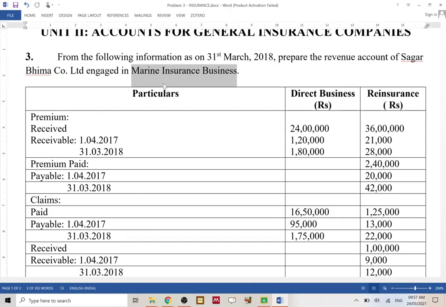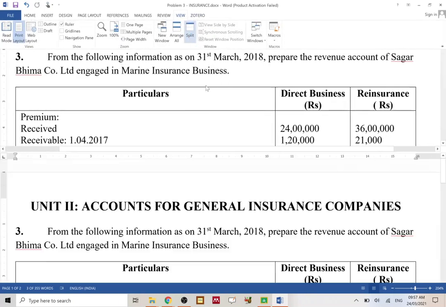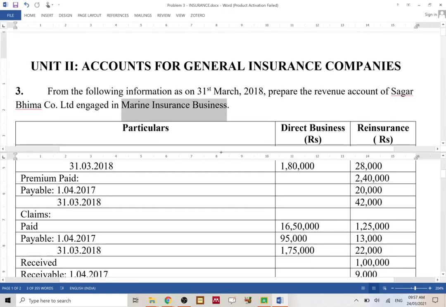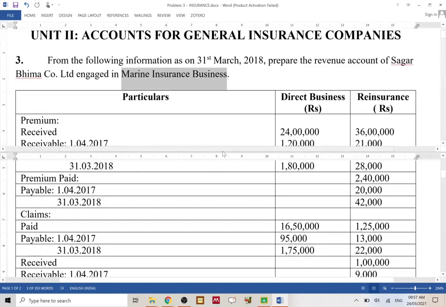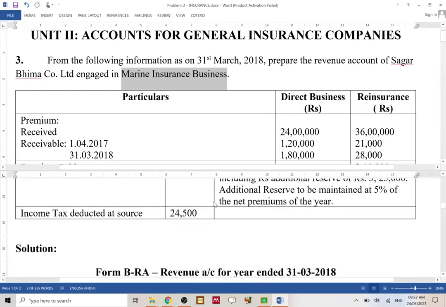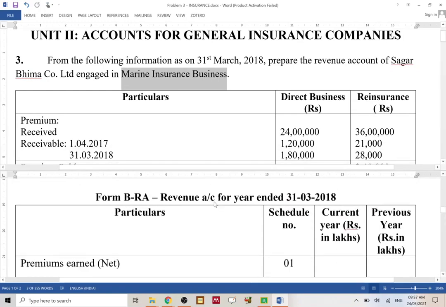For now, we're going to deal with this revenue account and see what different incomes and expenses are given to us. Accordingly we put them in the respective schedules, and we will also start the problem alongside as we discuss this. This is what your solution will be over here, and up here we will look at the problem.